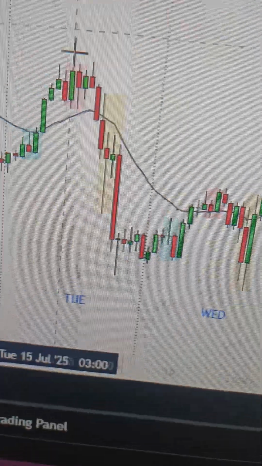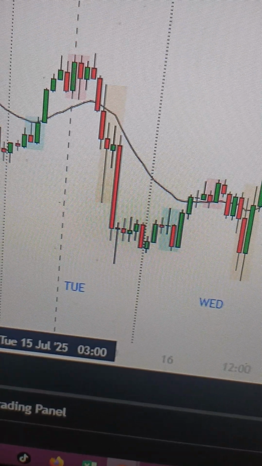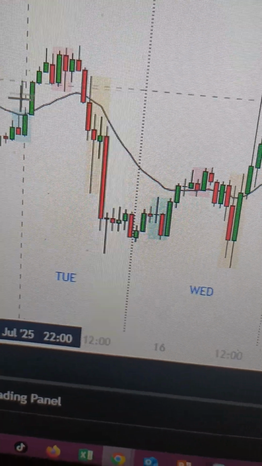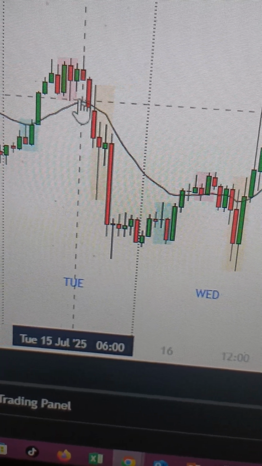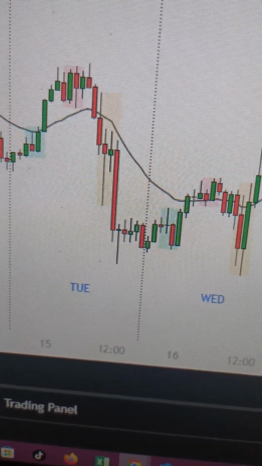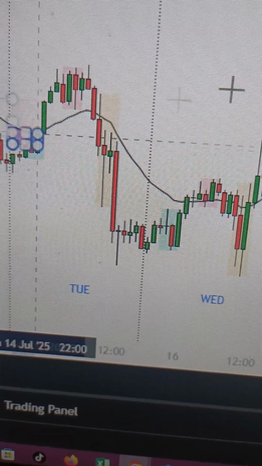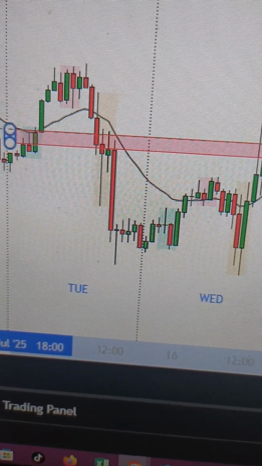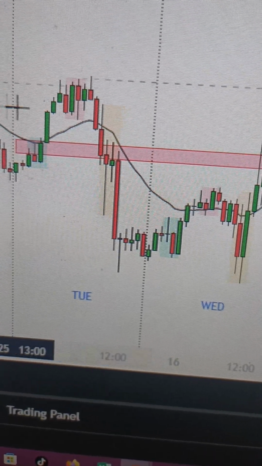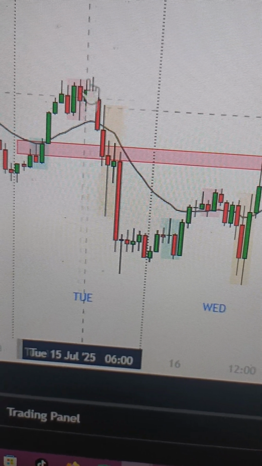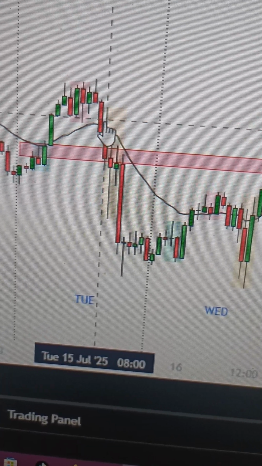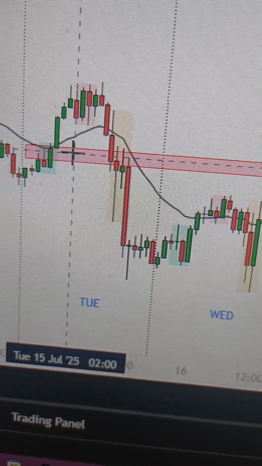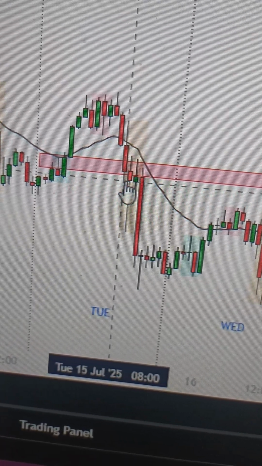You see this break. We break. We just want to come and retest the 20 EMA when we are retesting this. This is our zone. So we just want to come and retest the 20 EMA, not below the 20 EMA, but we want to be above the 20 EMA when we are retesting this zone. But guess what? We broke the 20 EMA.